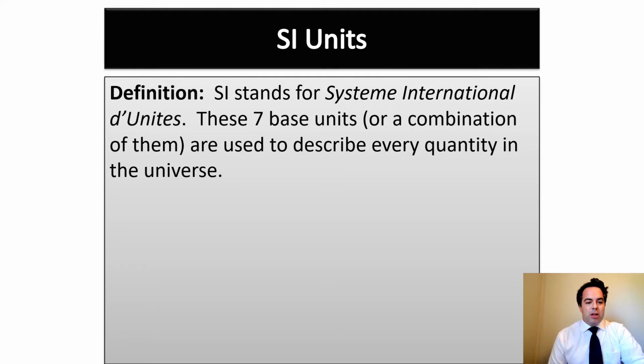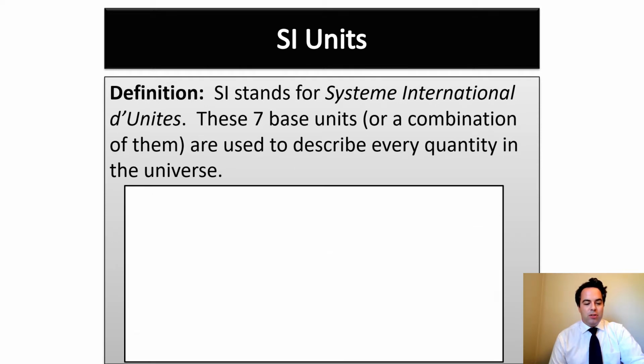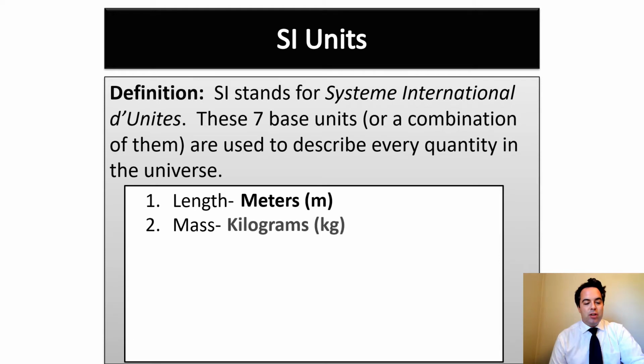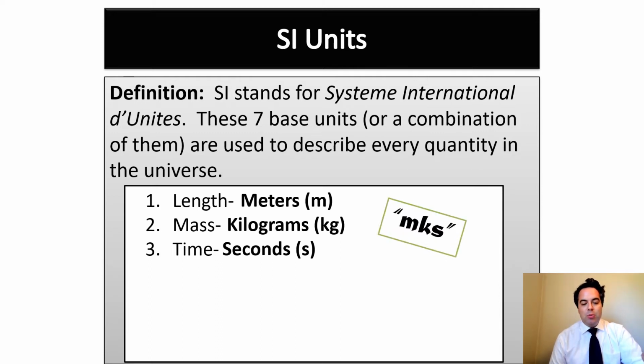So measurement, these are the SI base units. These 7 base units are used to describe every quantity in the universe. So length is measured in meters, mass is measured in kilograms, and time is measured in seconds. So those are the 3 that we use the most often in this class. And you could remember MKS, not MGS, so kilograms, not grams.